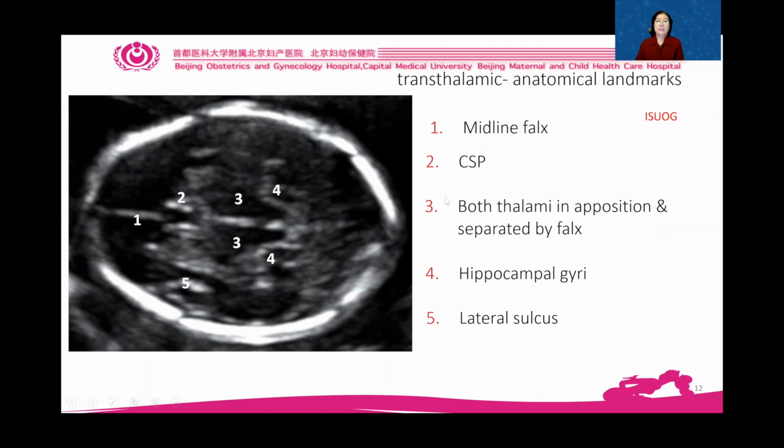This plane is the transthalamic plane. We can see the midline falx, CSP here, both thalami in apposition and separated by the falx. This one is the hippocampal gyri here, and here is the lateral sulcus. This is the transthalamic plane.